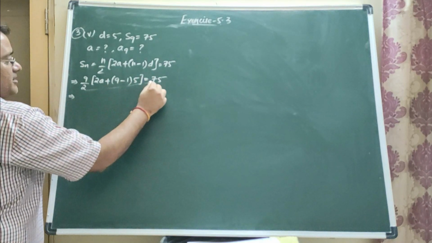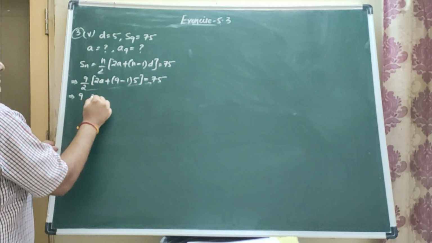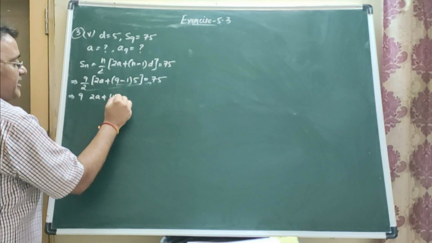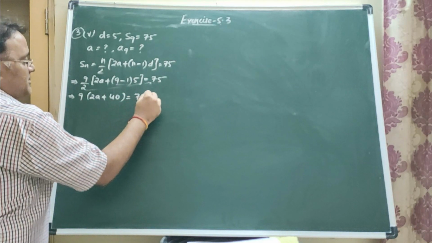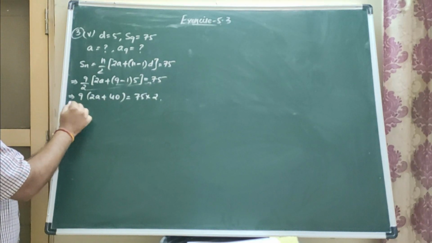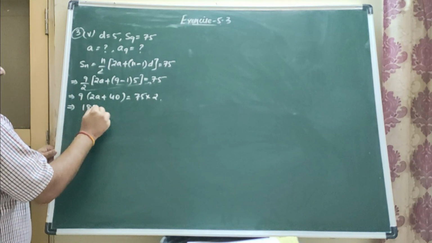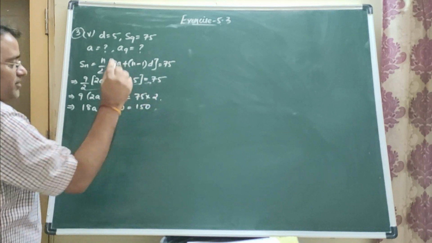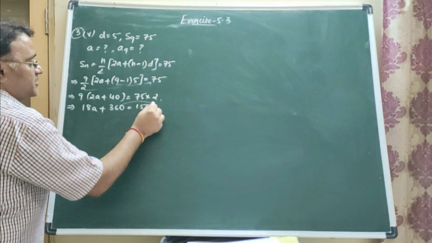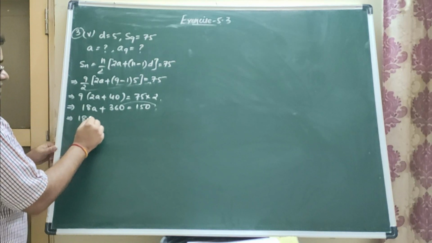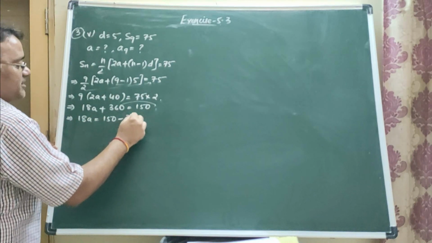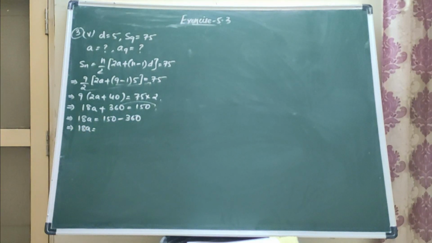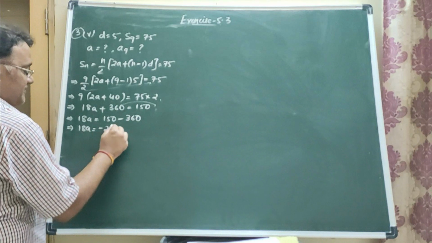So multiply हो जाएगा 2 into 75. And 9 minus 1 is 8. 8 into 5 is 40. 75 into 2. फिर अंदर मल्टीप्लाई कर लो. 9 into 2, 18a plus 9 into 40 is 360 is equals to 150. Now shift the 360 to this side. 150 minus 360, and we will get minus 210.